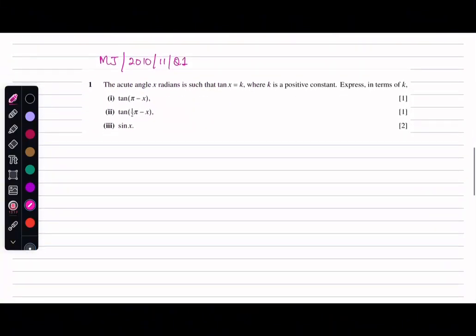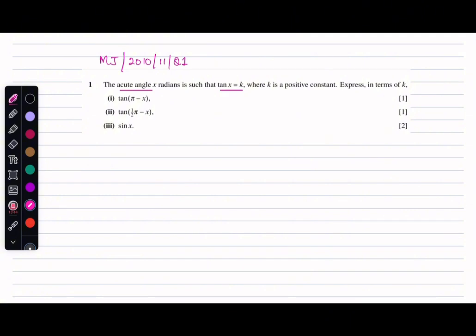The first question is from May June 2010, paper 1 variant 1, and question number 1. The question says the acute angle. We have the acute angle, that means we are talking about first quadrant angles. Acute angle x radian is such that tan of x equals k, where k is a positive constant. Express in terms of k, part 1: tan of pi minus x.